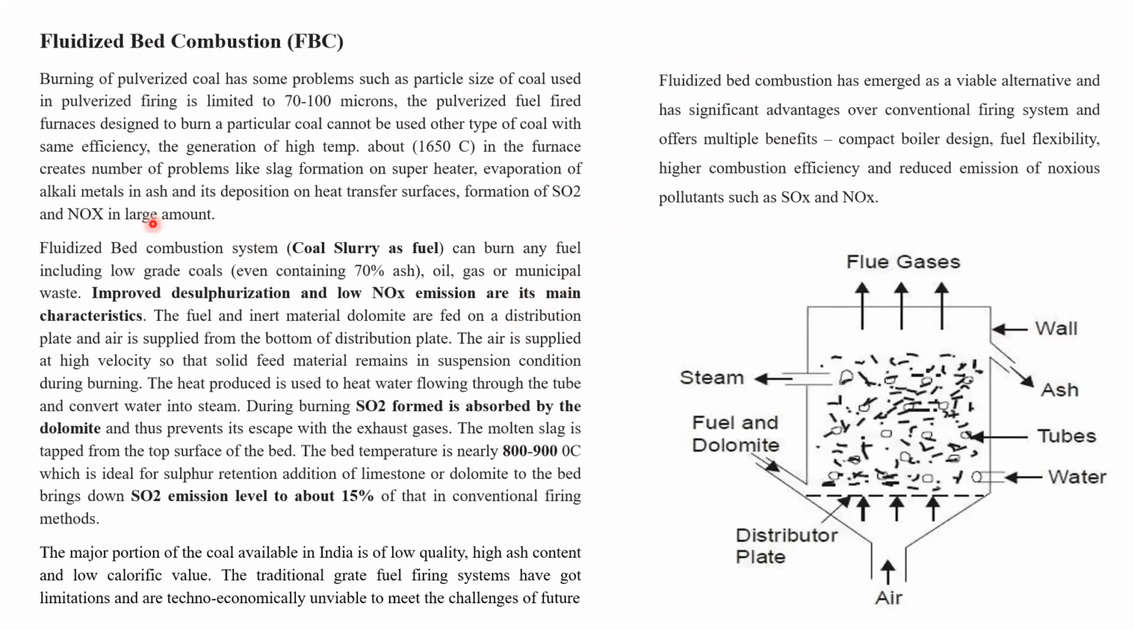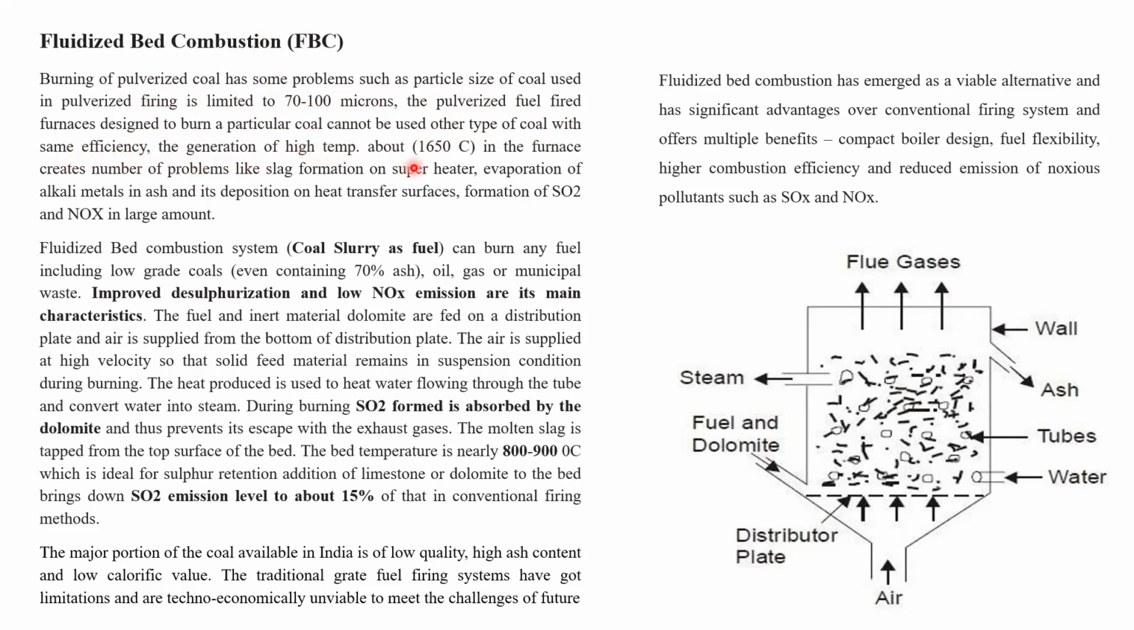Last point in this is FBC, that is fluidized bed combustion. Now we have seen all the Benson boilers, Lamont and other high pressure boilers. Pulverized fuel, coal, was used to improve combustion efficiency. But this burning of coal has some limitations, such as the particle size of coal used in pulverized fuel is limited to 70 to 100 microns. The pulverized fuel furnace is designed to burn it. Special design has to be done for this pulverized fuel, and it cannot be used for other types of coals with the same efficiency.